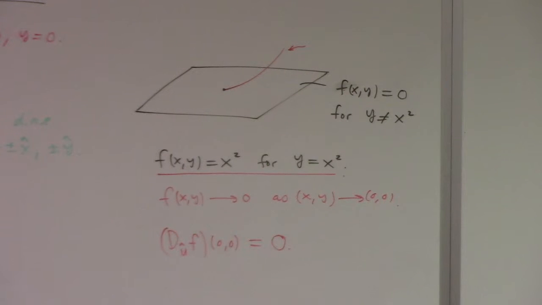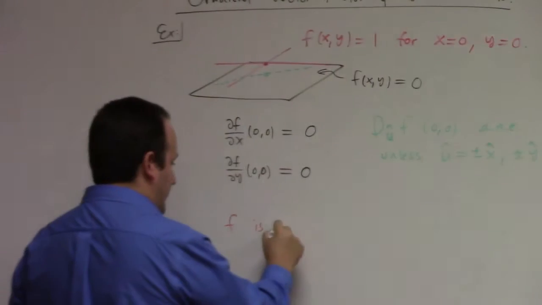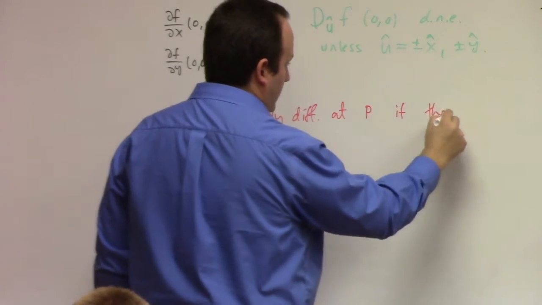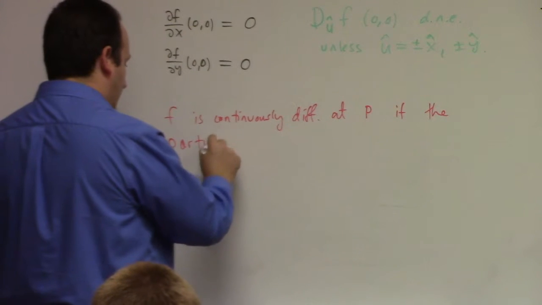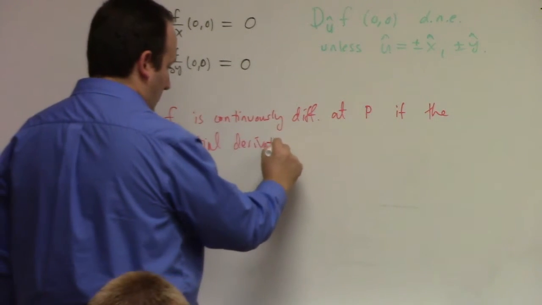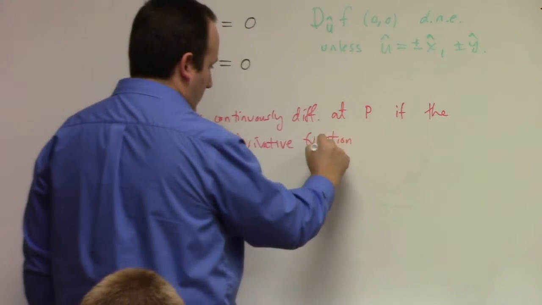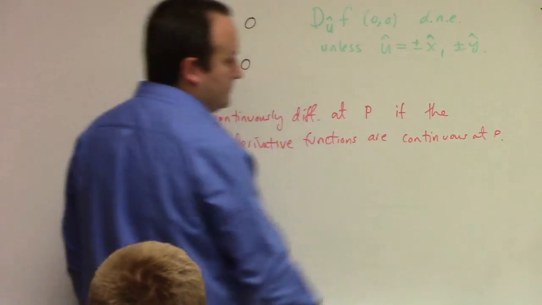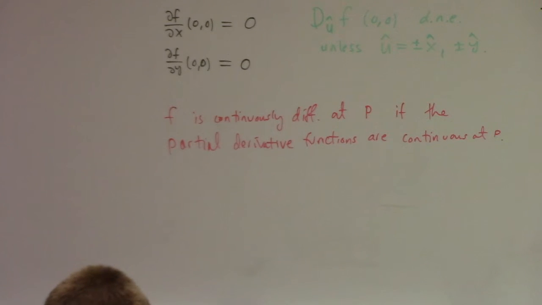Continuous differentiability, we say f is continuously differentiable if what? At some point, let's say p, if the partial derivative functions are continuous at p, near p, on an open set containing p, to be more careful. Both of these examples fail to meet that criteria. If you have continuous differentiability, then we'll see as we study on that, in fact, the function's well approximated by some tangent plane close to that point of tangency.